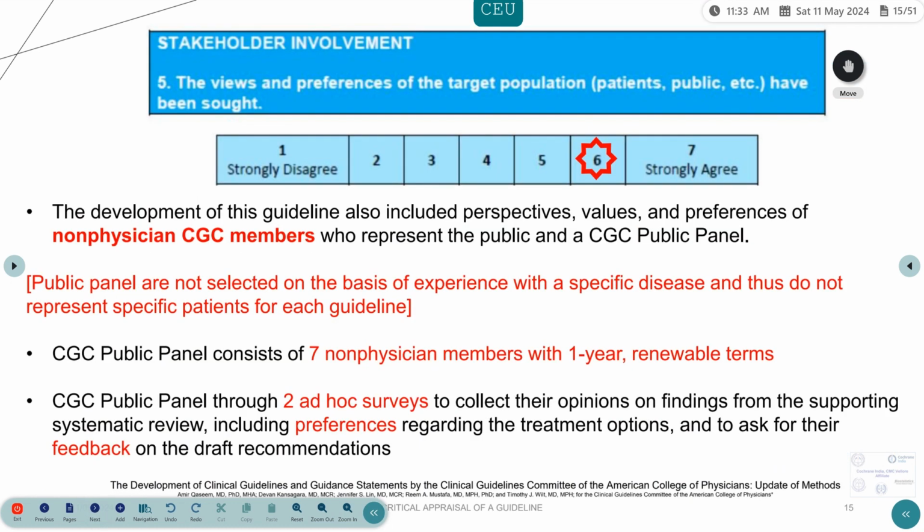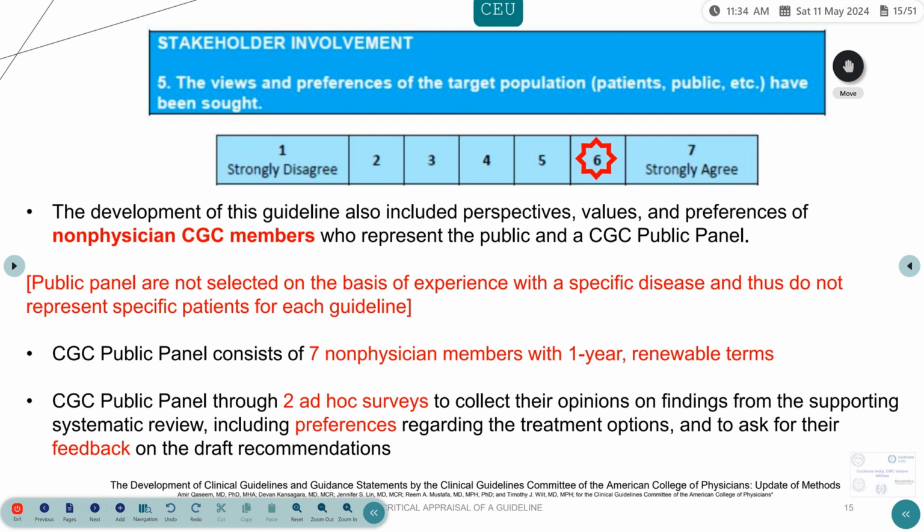Again, the views and preferences of the target population. This is what I mentioned as the CGC public panel, which is the non-physician CGC members. I've gone into this article where they mention the ACP's process for making guidelines, where they mention that the public panel is not selected based on the disease itself. There are general public people who come and give their own perspective as to what might be an important outcome for them.